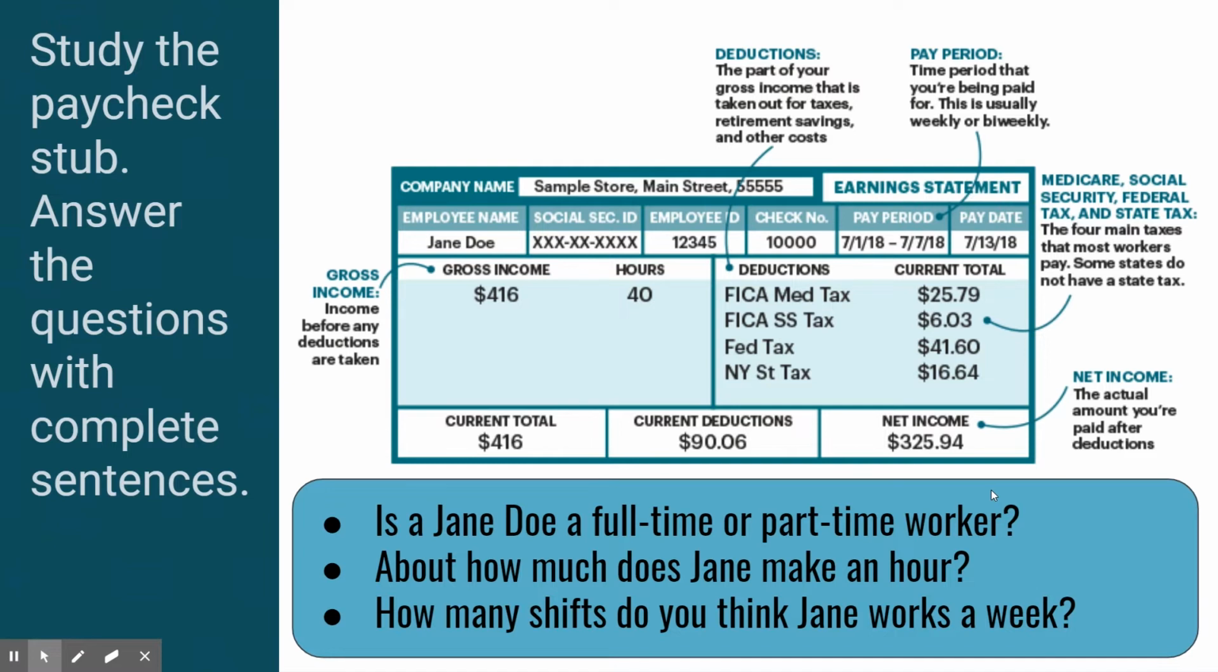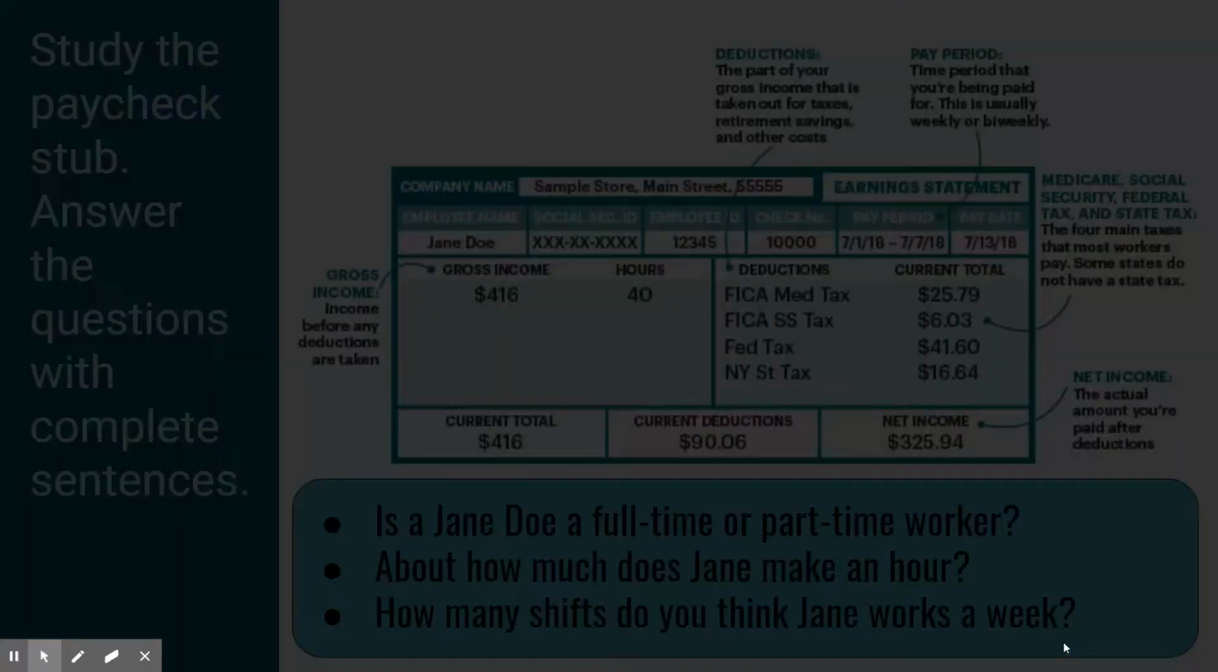So let's put some of our vocabulary to use. We can look at this paycheck stub here for Jane Doe. And I would ask you, is Jane Doe a full-time or a part-time worker? What do you think? About how much does Jane make an hour? You have to do a little bit of math. And how many shifts do you think Jane works a week? Does she work two 20-hour shifts? Does she work 5 8-hour shifts? Does she work 4 10-hour shifts? What shifts do you think that Jane works?